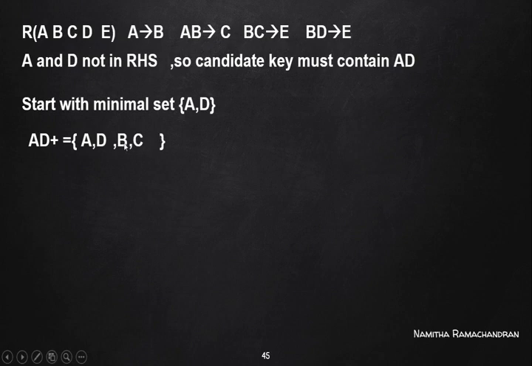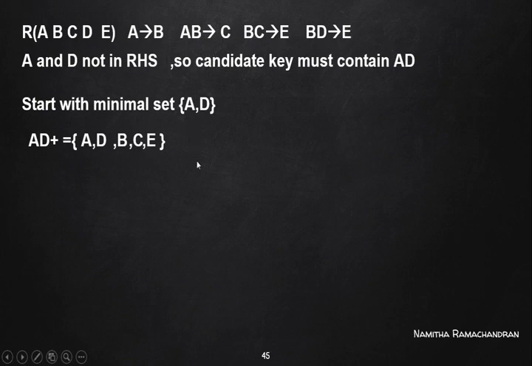BC is available, BD is available. Consider this one or this one. From this, we can derive E also. Now check. A, B, C, D, E. All the attributes of our relation R are derived or present here in this closure set of AD. That means AD itself forms the candidate key of our given relation.